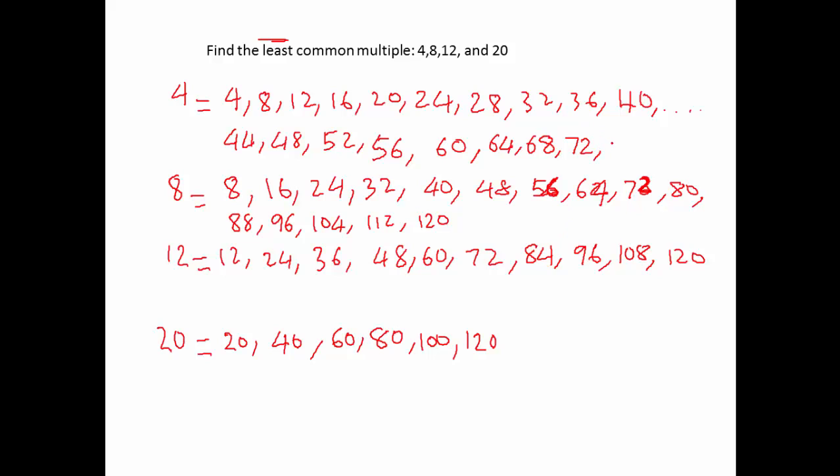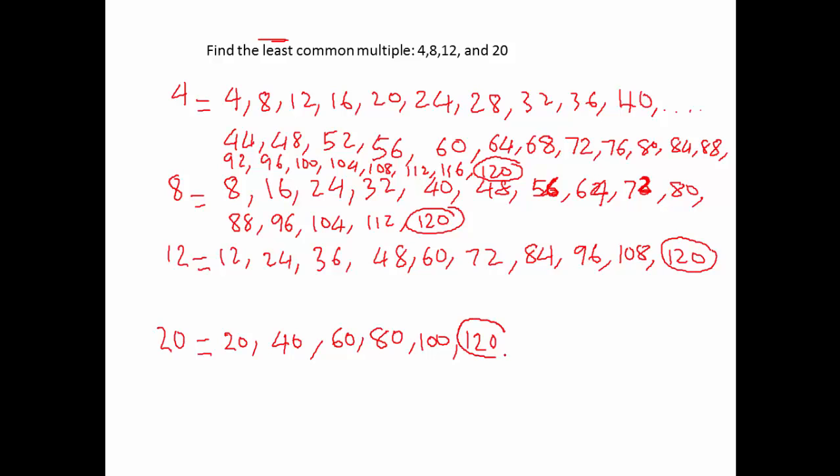Okay, 72. Add 4 to this, 76. Add 4, 80, 84, 88, 92, 96, 100, right? And 104, 108, 112, 116, and 120. Okay, so 120 here. We are matching here now. 120, 120, 120. So 120 is the least common multiple of these four numbers. So this problem is hard. You need to list all the multiples for 4, for 8, for 12, and 20, and find a matching value. So just list them until you get a matching value for all of the numbers.